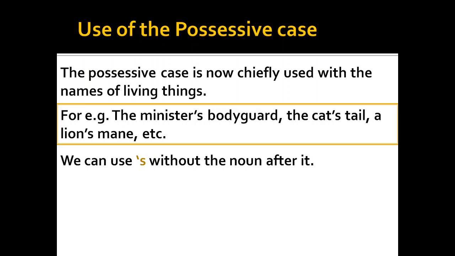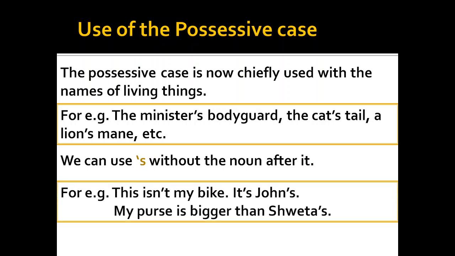We can use apostrophe S without the noun after it. For example, this isn't my bike, it's John's. My purse is bigger than Shweta's.